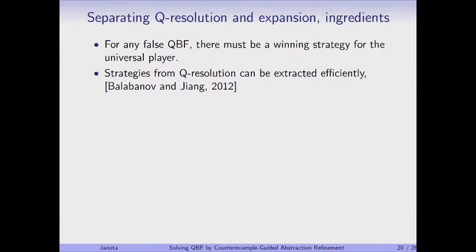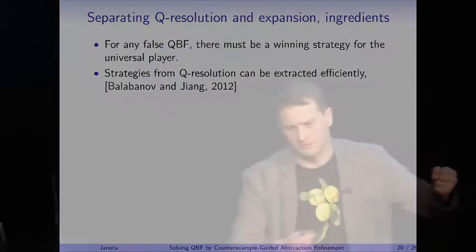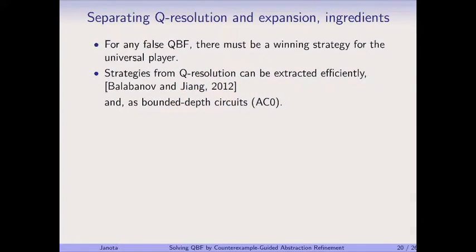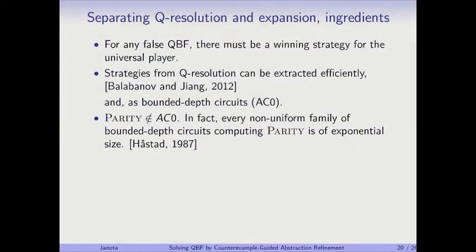And not only that, we know that from any QResolution proof, it's possible to extract this strategy efficiently from the proof, in polynomial time. And moreover, it is possible to express this strategy as a circuit with bounded depth. So whenever I have a QResolution proof, I can derive a circuit with bounded depth that represents the strategy for the universal player. And we know from circuit complexity that the parity function cannot be expressed as a circuit with bounded depth. This class of bounded depth circuits is called AC0 in circuit complexity, if you like that kind of stuff. But by AC0, I mean functions that can be computed with bounded depth.